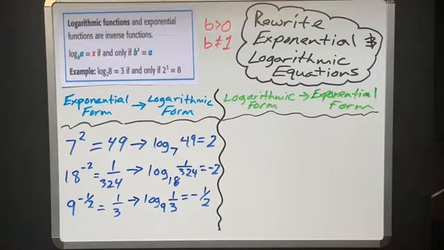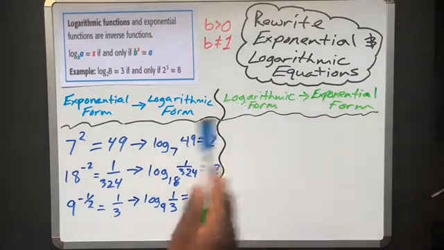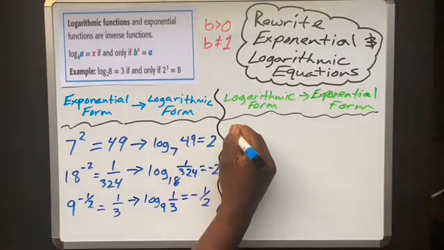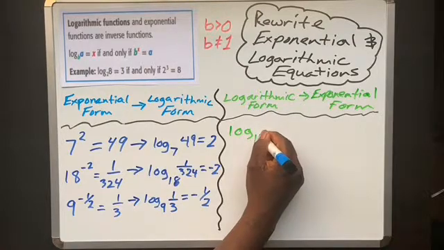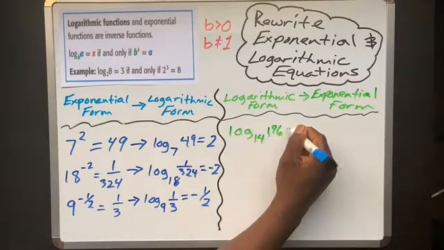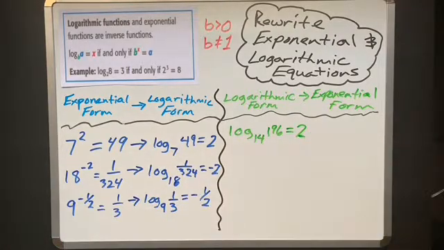Now let's move to, again, now we're going to rewrite the logarithmic equation, and we're going to rewrite that as an exponential equation, okay? So let's begin. Let's start with log base 14. So let me go ahead and write that. We have log base 14 of 196, and that's equal to 2. And we're going to rewrite that in exponential form.